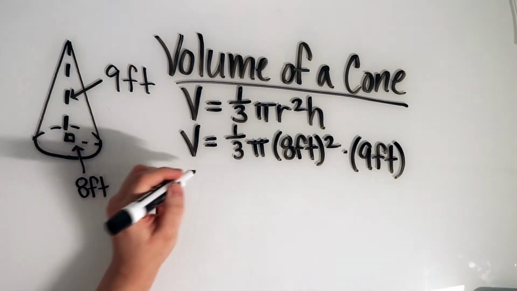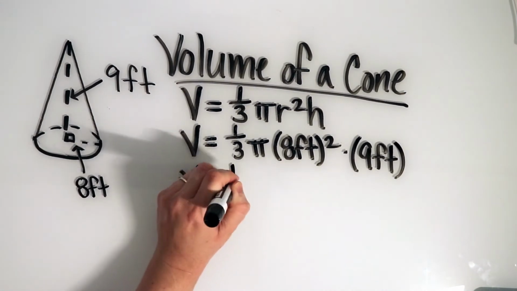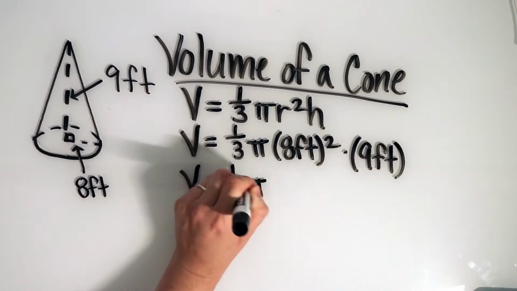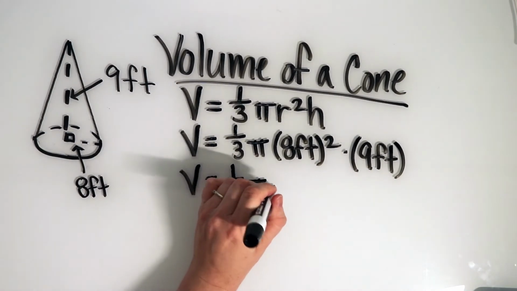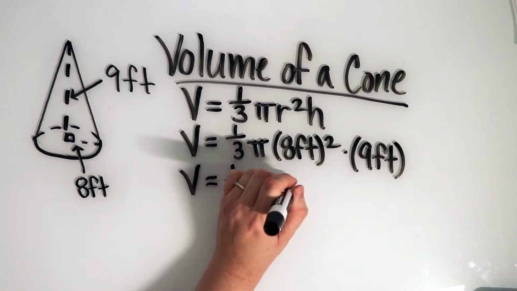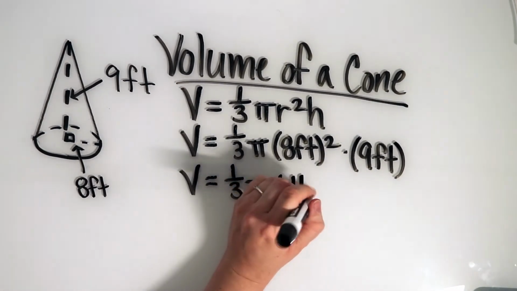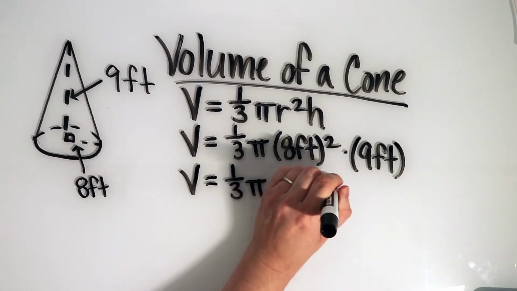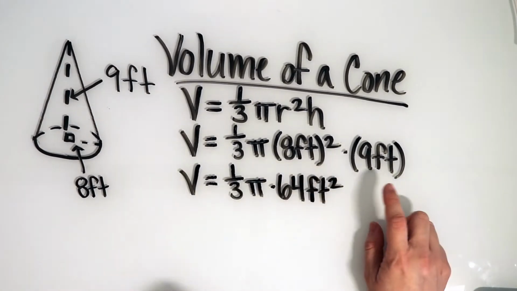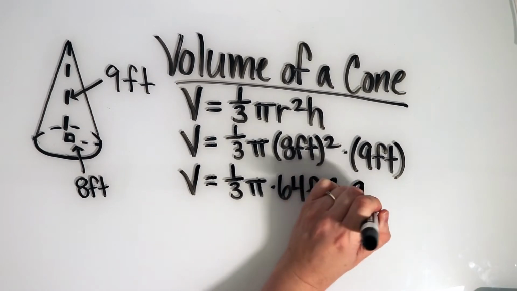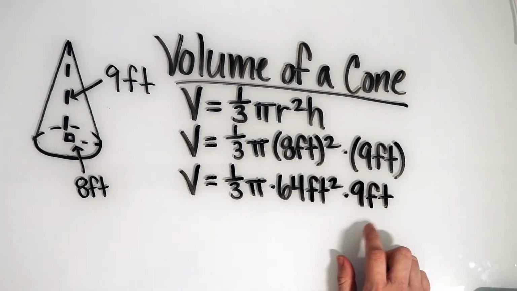Okay, I'm going to simplify by squaring. 8 squared is 8 times 8, which is 64. Feet squared is feet times feet, which is feet squared. And then I'm bringing down my 9 feet. Do not forget to bring that down.